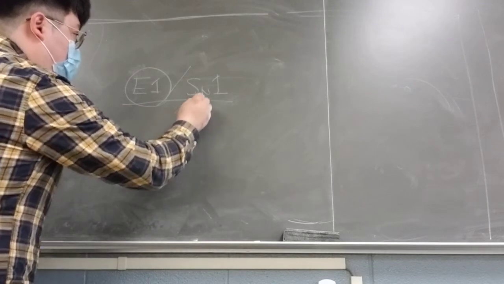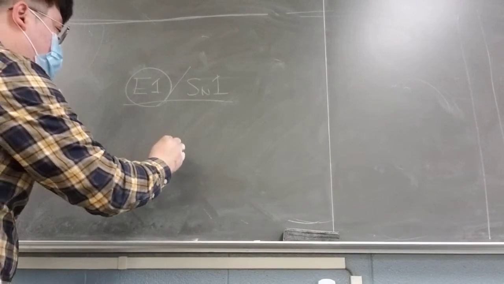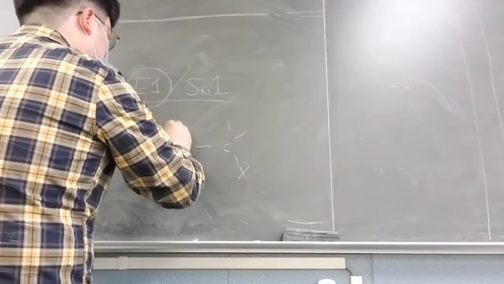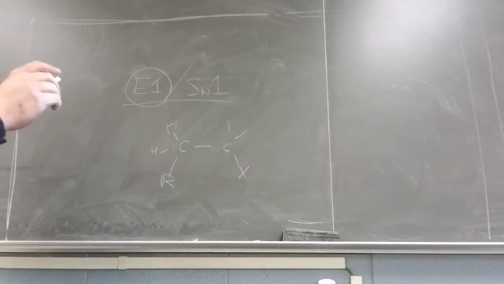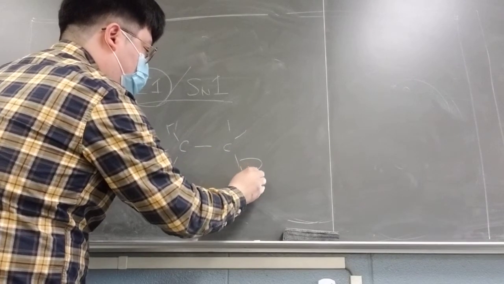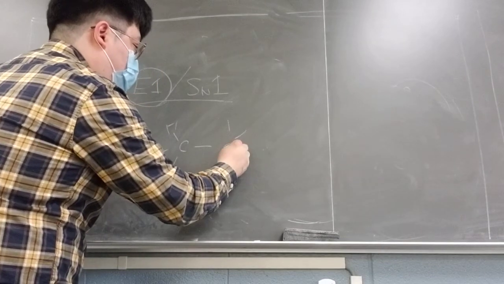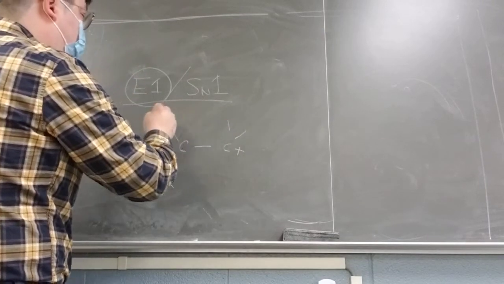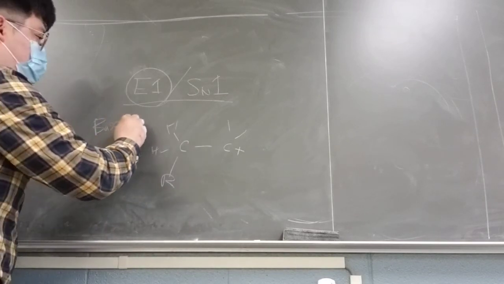In SN1, you need to have a carbocation intermediate first, okay? So whenever you have a carbon over here with some R groups over here, what happens is the leaving group actually leaves first, like it did in SN1. So they form a carbocation, because the leaving group will leave first. So this is almost the same as SN1. And then the base, or you can say the nucleophile, just grabs it.